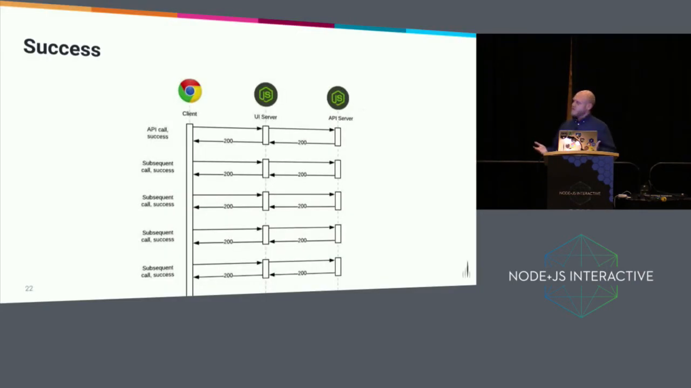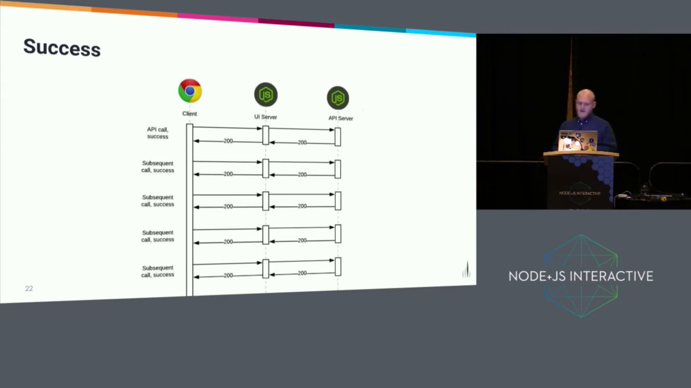So now let's walk through a couple scenarios. First, I'll start with the success calls. So I created a demo microservices application. This is basically what it does. So a server that serves the UI and then also acts as a proxy to the API server.